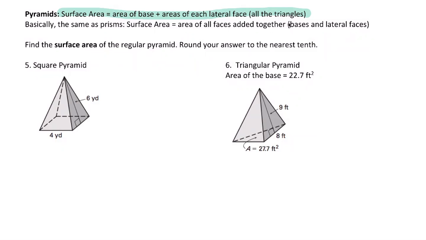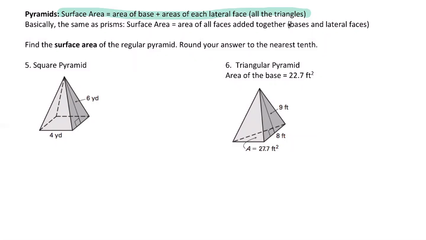Surface area equals area of all the faces added together. That's the bases and the lateral faces. So we're basically doing the same thing. Now, I like pyramids a little bit better than prisms, just because with a regular pyramid, whether it's square or triangular, all of the triangle lateral faces are going to be exactly the same size. So basically, you just have to find the area of one of those triangles and then multiply it times 4 and add it to the base, is kind of the quick way of doing this.